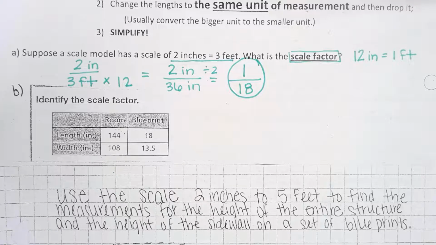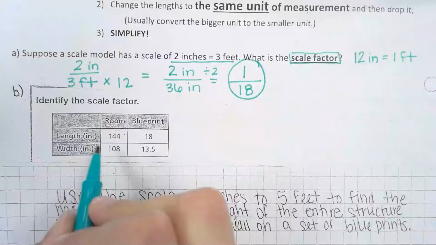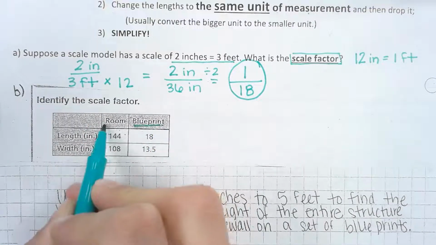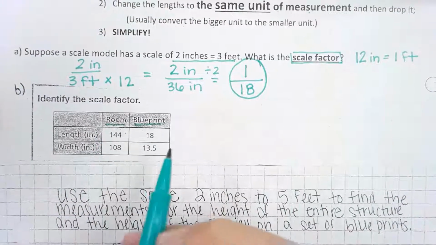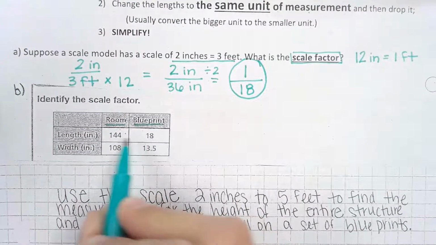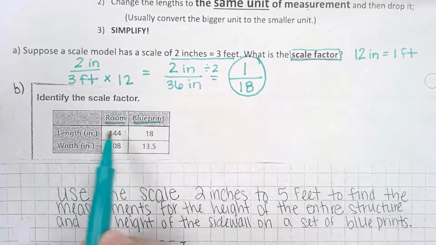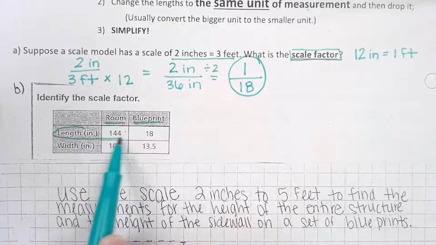Okay, moving on to our next example. So identify the scale factor. So again, we have our scale, which is the blueprint, and the actual, which would be represented as the room. So notice how they give us 2 sets of numbers, so it doesn't matter which set that we use, but I can demonstrate how it's going to work for both of them.